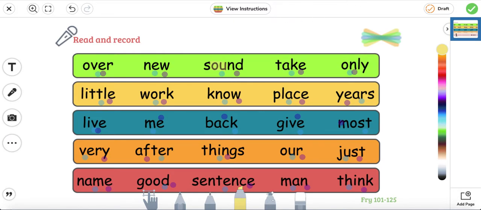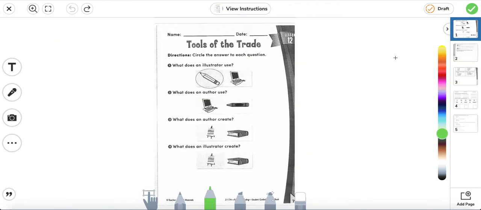We're going to move on to the packet. For the packet, we're only going to do reading and social studies. We already finished the math packet and we finished the science packet. And this will actually be the last pages for the reading and for the social studies. So after today, we will be done with the packets.